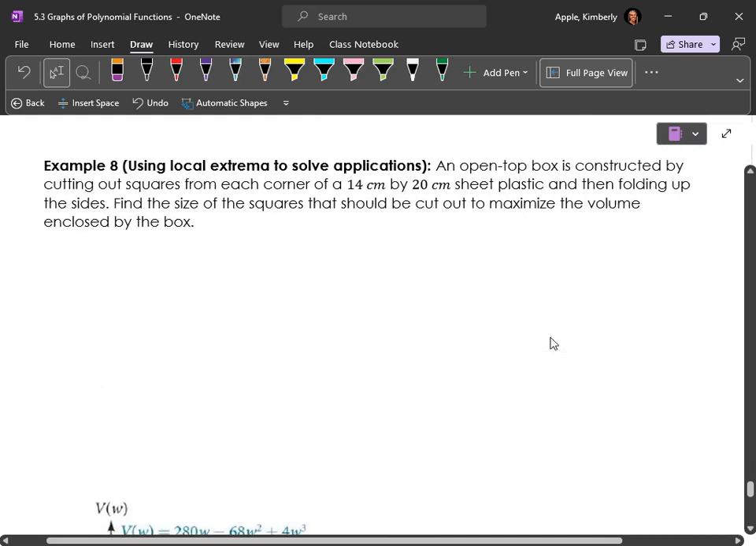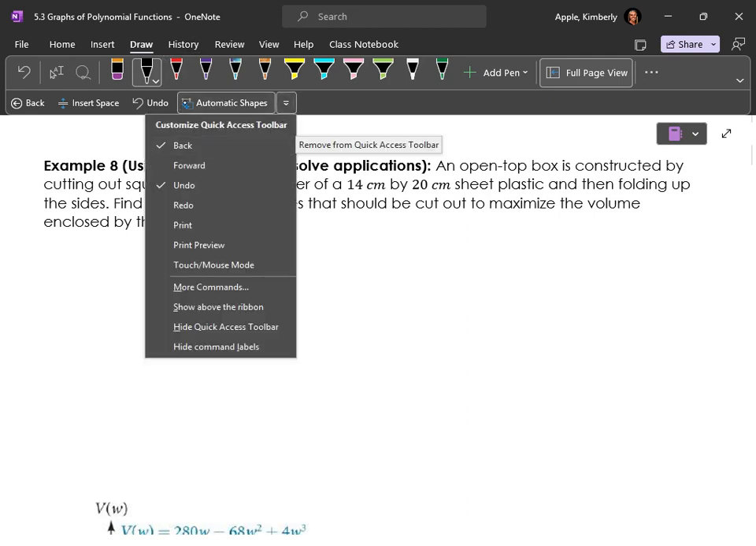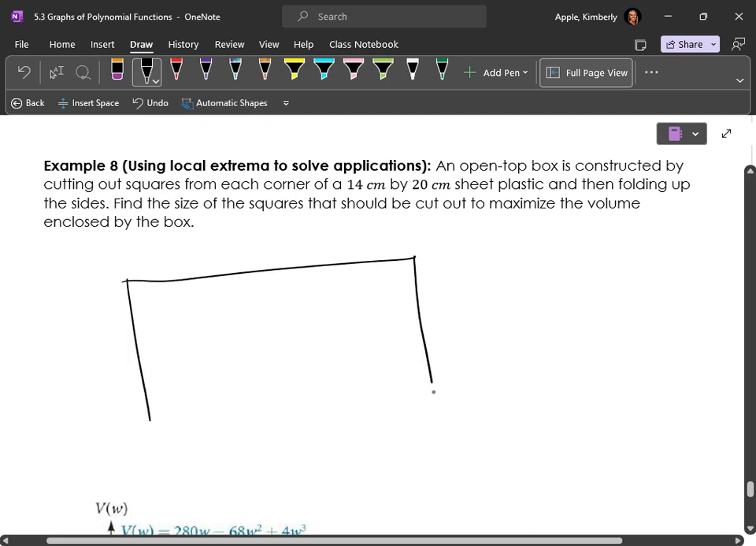And so for example number 8, it says an open top box is constructed by cutting out squares from each corner of a 14 by 20 centimeter piece, and then folding up the sides of the box. And so what we're going to do is I'm going to go ahead and draw my box. And then I'm going to cut these corners out, right? And that's how we're going to form the box. And this is 20 centimeters by 14 centimeters. And that's all the way to the ends, right?